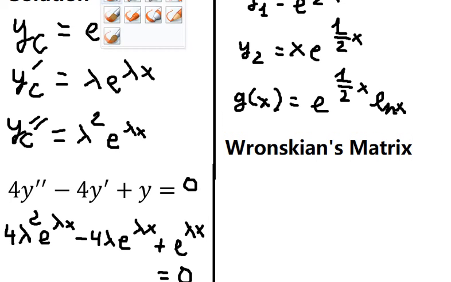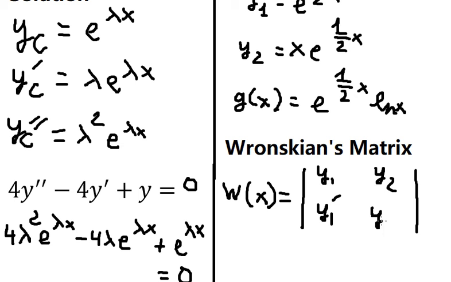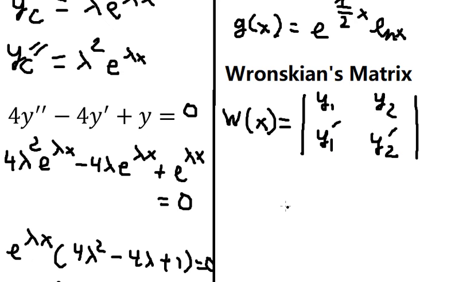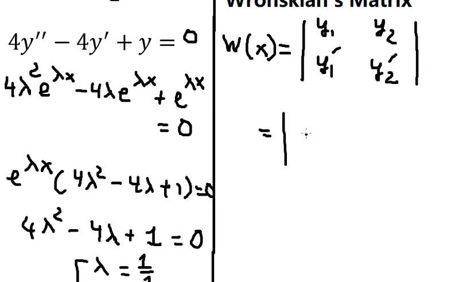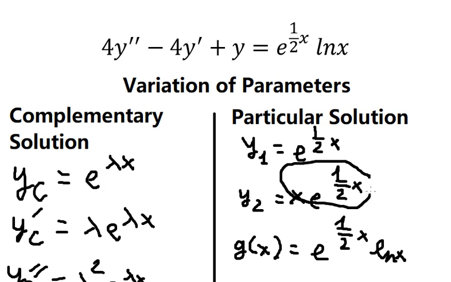So I will put W(s) equals, we have the matrix. So I will put y1, y2, and the first derivative of y1, the first derivative of y2. So y1, that is this one. y2, that is this one.